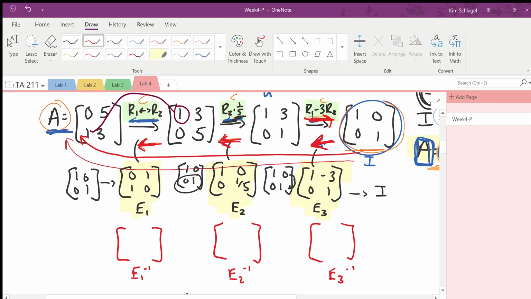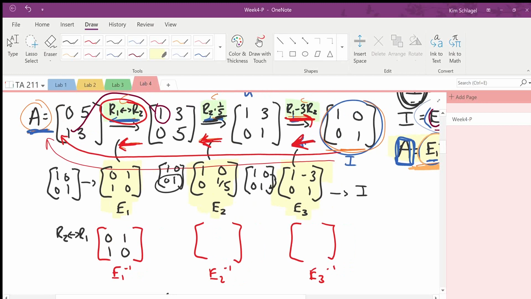So we'll start with our first one here. We have row 1 switching with row 2. Now, what's the opposite operation of that? Well, we could do row 2 switching with row 1. And that's technically the opposite, even though it results in the exact same thing here. So our E1 inverse is the same thing in this case.